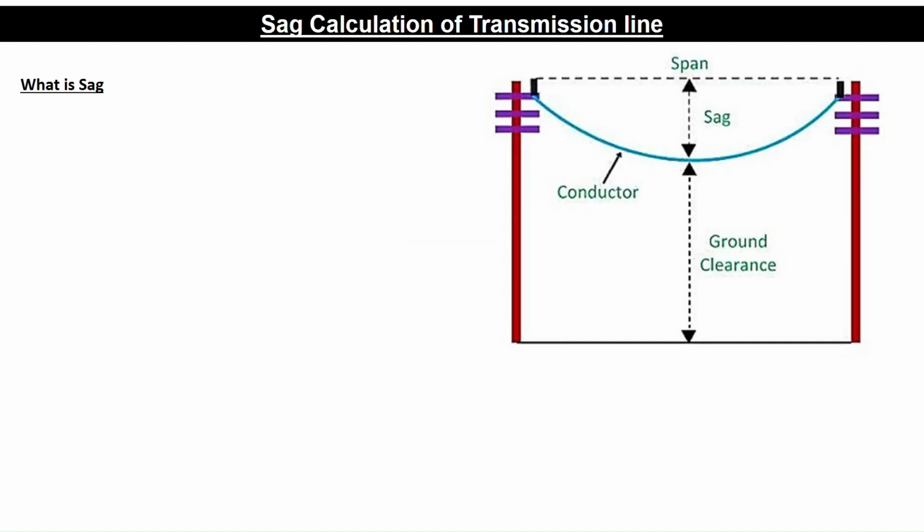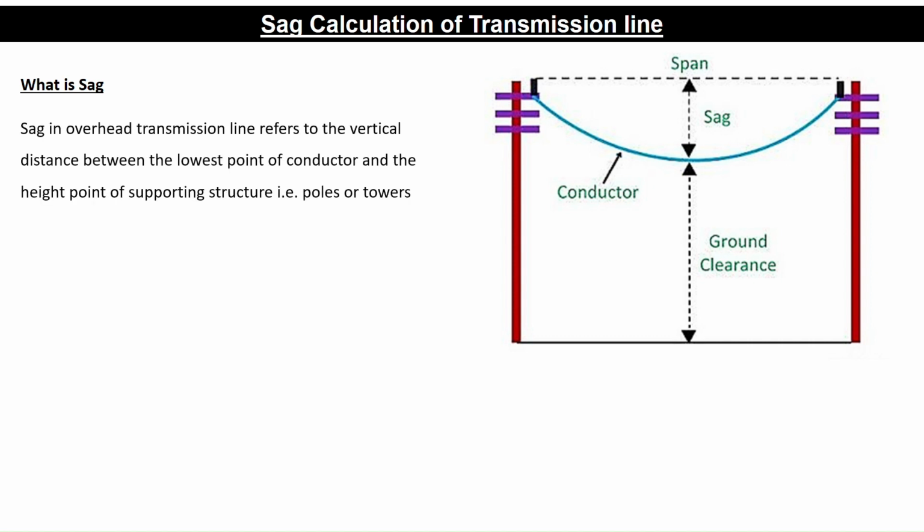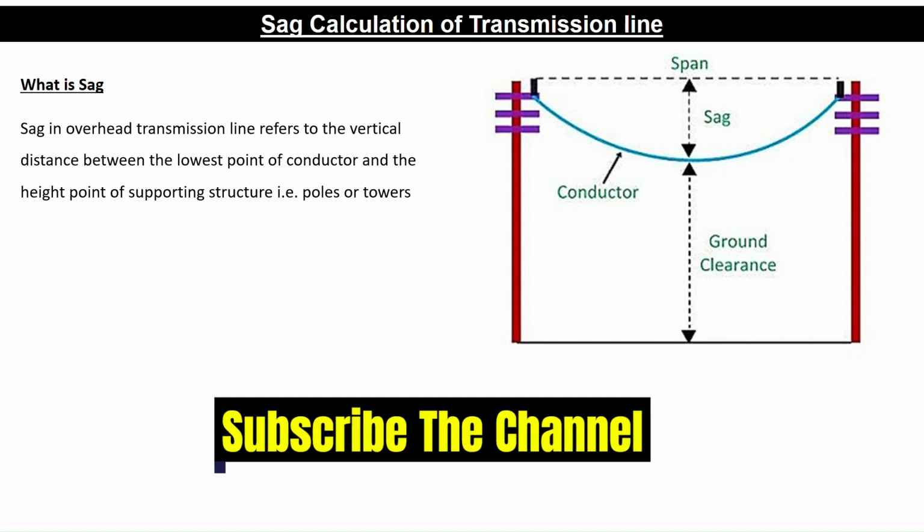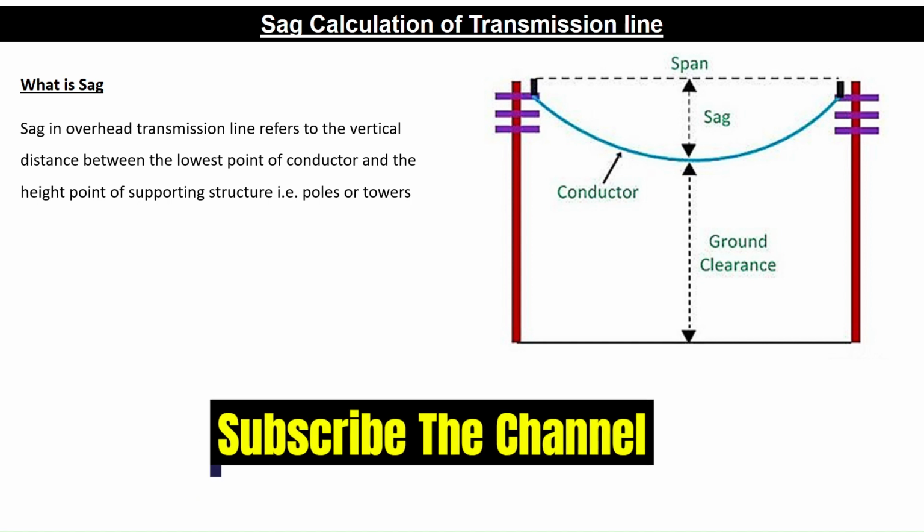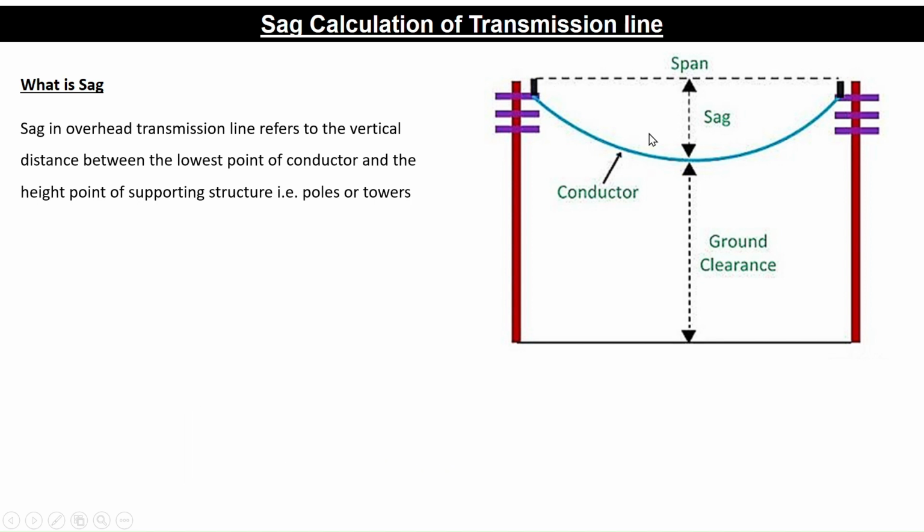First of all, what is sag? Sag in an overhead transmission line refers to the vertical distance between the lowest point of a conductor and the highest point of a supporting structure, that is poles or towers. The highest point of the structure is this and the lowest point of the conductor is this. The distance between these two is called the sag.